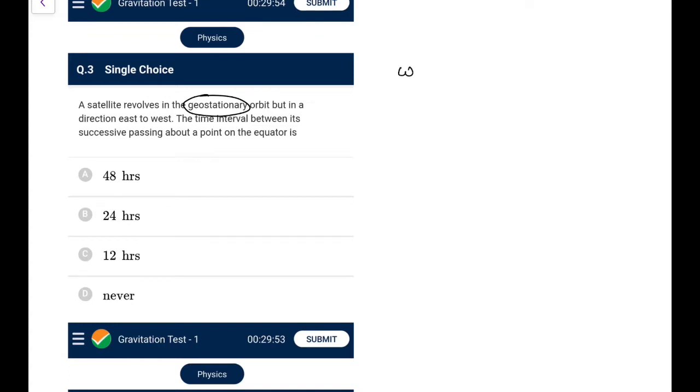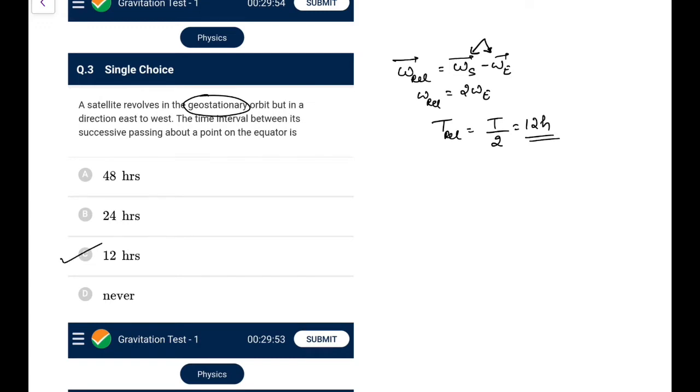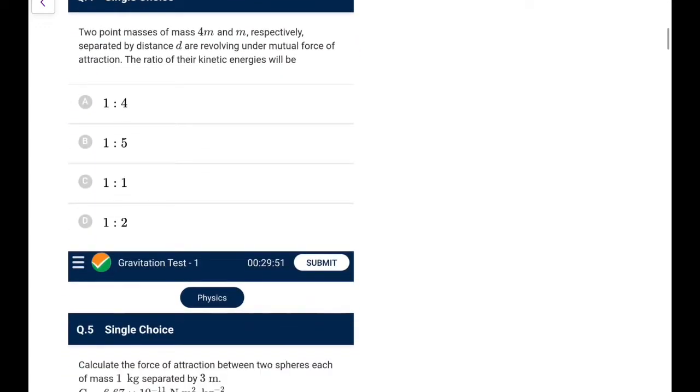So here, if I take the omega relative of the satellite with respect to earth, that would be omega of satellite minus omega of earth. Both are equal and opposite, so the relative magnitude will become twice the omega of the earth. So the time period relative to earth will become T by 2, you can say it will cross the same point on the equator in 12 hours. So the answer would be 12 hours. A very nicely designed question.